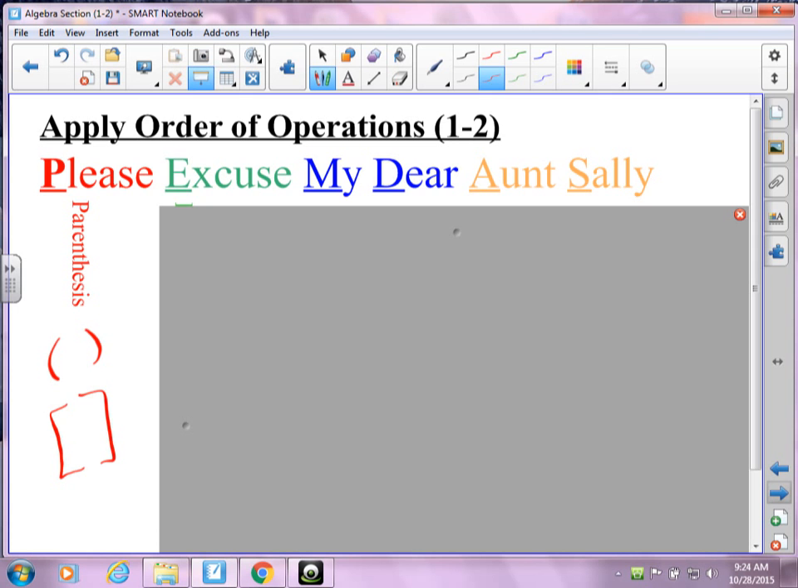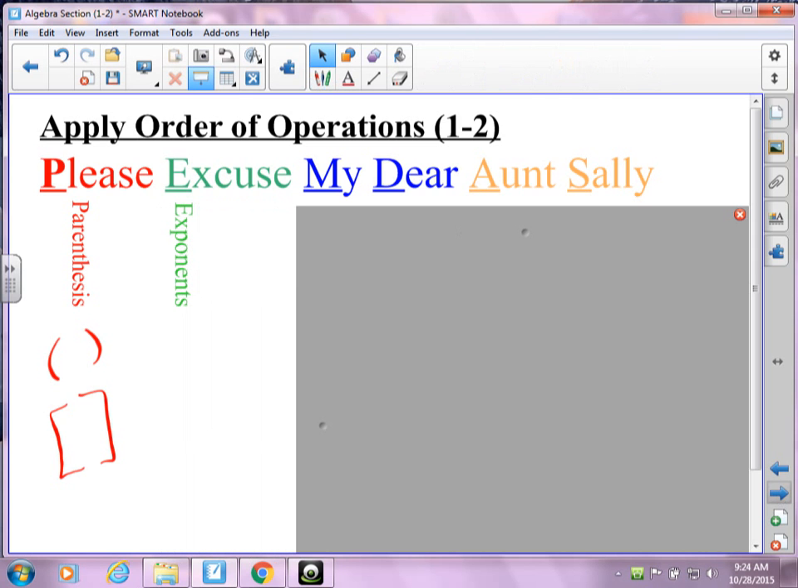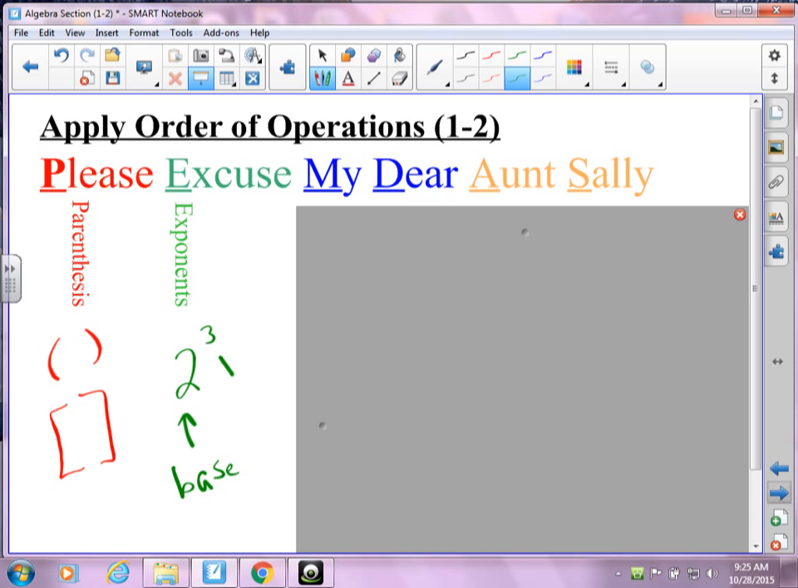Where today might be a little bit different from before is we have parentheses within brackets, or parentheses within parentheses. And so it becomes a little bit more difficult. Okay? And then excuse. Excuse stands for exponents. We see exponents several different ways. Sometimes we have something like this. The 2 is called the base, and the 3 is called the exponent. We'll talk more about that and what that means later on when we do the problems.